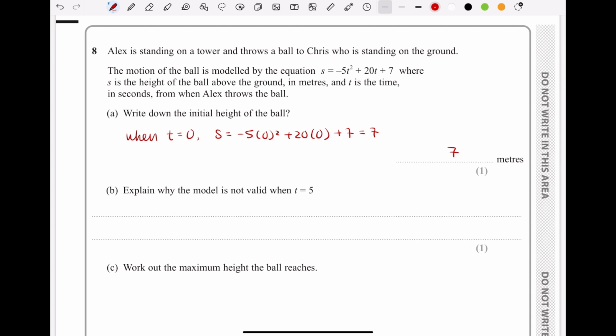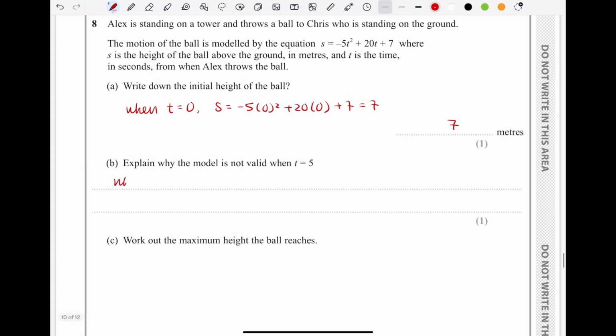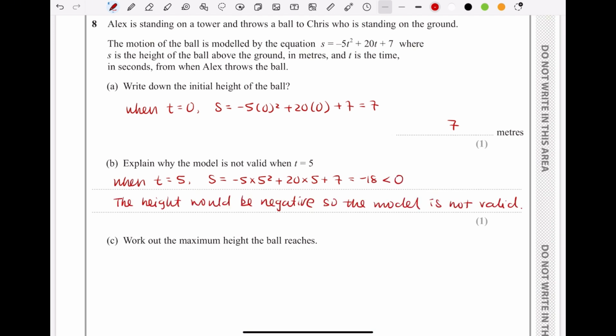In part B, they want us to explain why this model is not valid when t is 5. So let's see what happened when t is 5. When t is 5, s is going to be -18, which is smaller than 0. Now this is a problem because s is the height of the ball above the ground. It cannot be negative, so that's why this model is not valid.